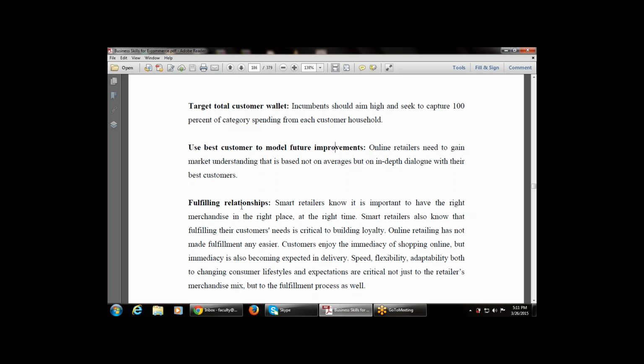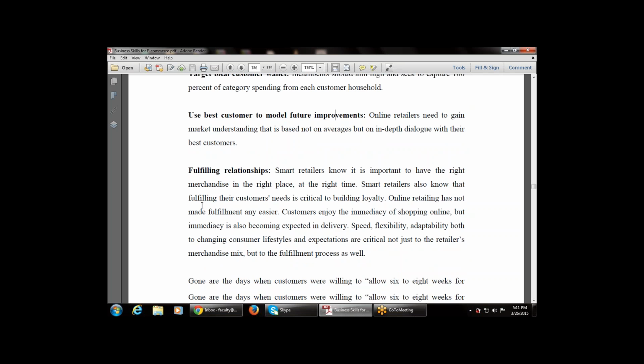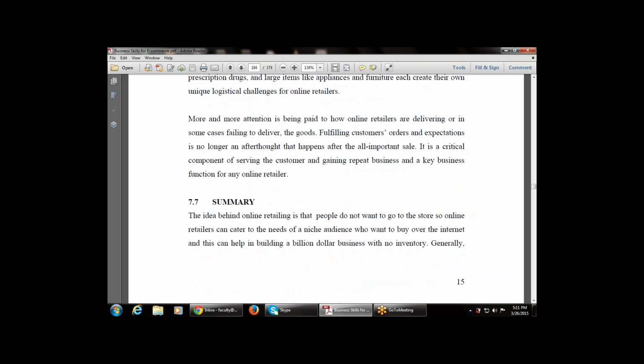Then next is fulfilling the relationship. The relationship is also one of the major issues that is available with online retailing. Relationship is a must for every online retailing business.